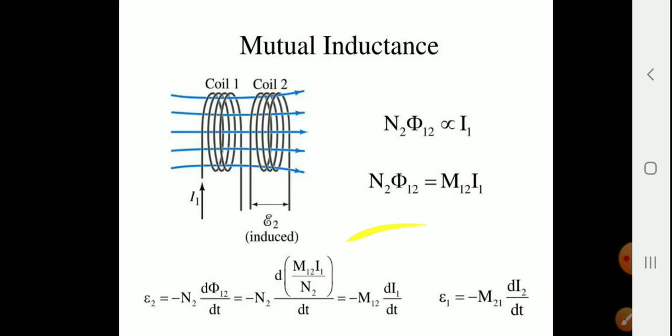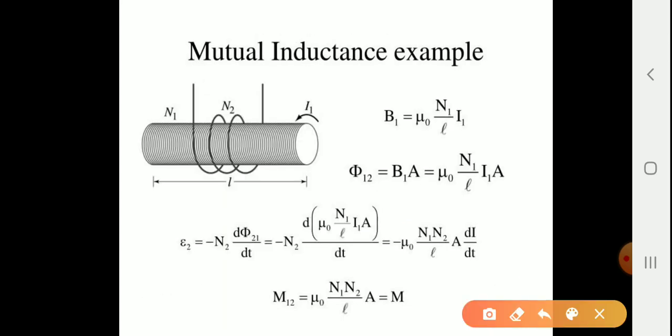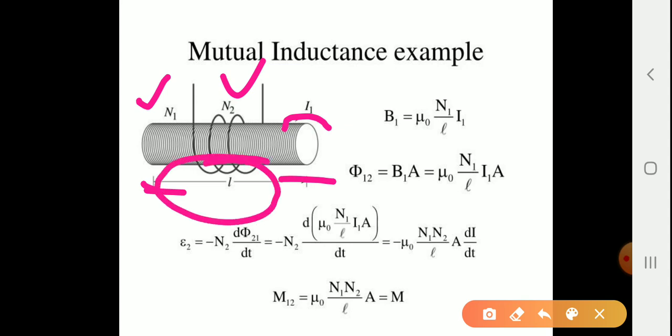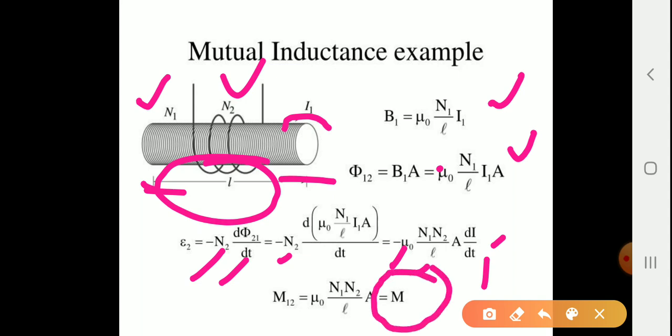Here the mutual inductance depends on the number of turns N1, N2 and the current flowing in the coil of total length l. So B1 equal to mu 0 N1 I1 upon l. So phi 12 equal to B1 A equal to mu 0 N1 I1 A upon l. So the EMF E2 equal to minus N2 d phi 21 upon dt, equal to minus mu 0 N1 N2 A upon l times d I1 over dt. So M12 equal to mu 0 N1 N2 A upon l, which is the total mutual inductance M.